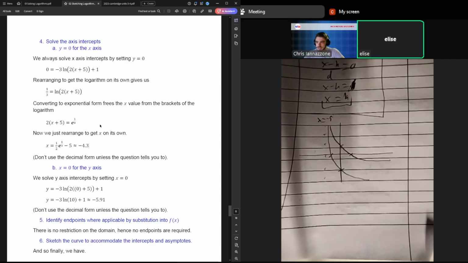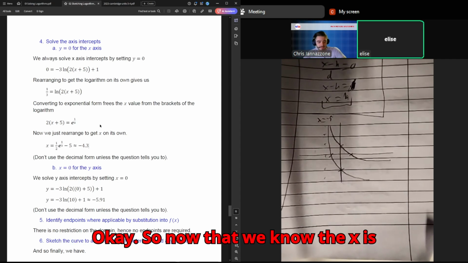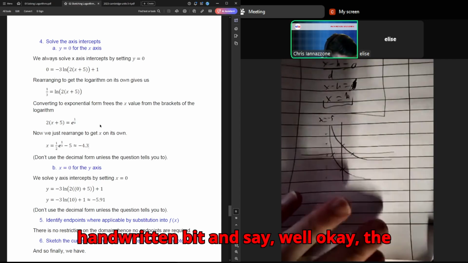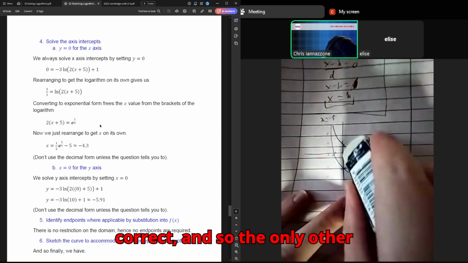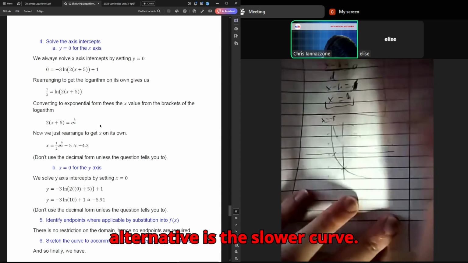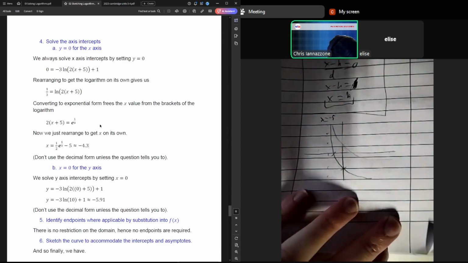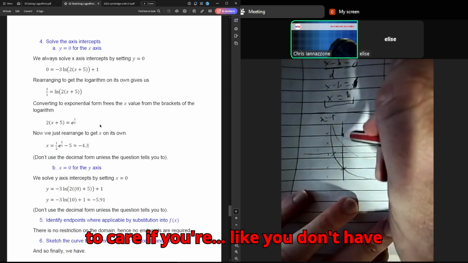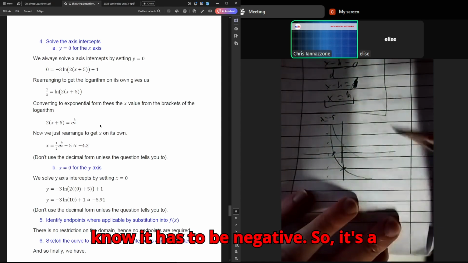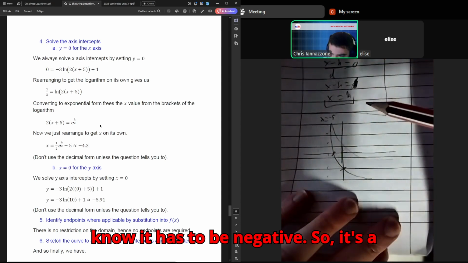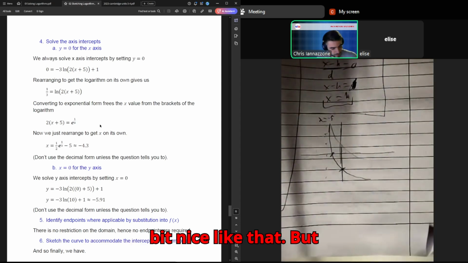Okay. So now that we know the x is negative, we can go back to our handwritten bit and say, well, okay, the sharp curve is clearly not going to be correct, and so the only other alternative is the slower curve. And so at that point, you don't even have to analyze your y-intercept. You already know it has to be negative. So it's a bit nice like that.